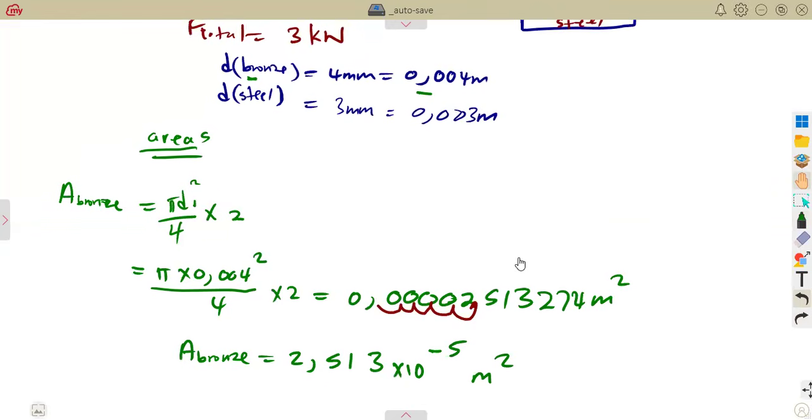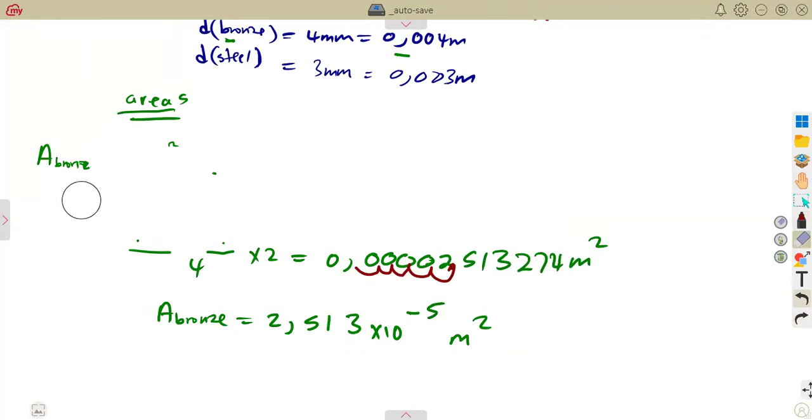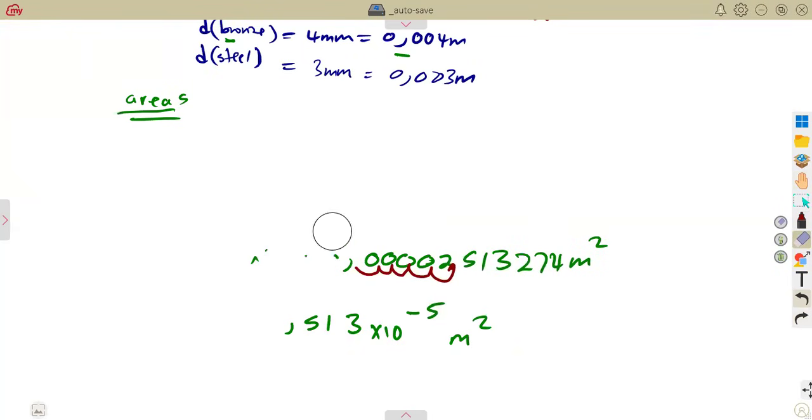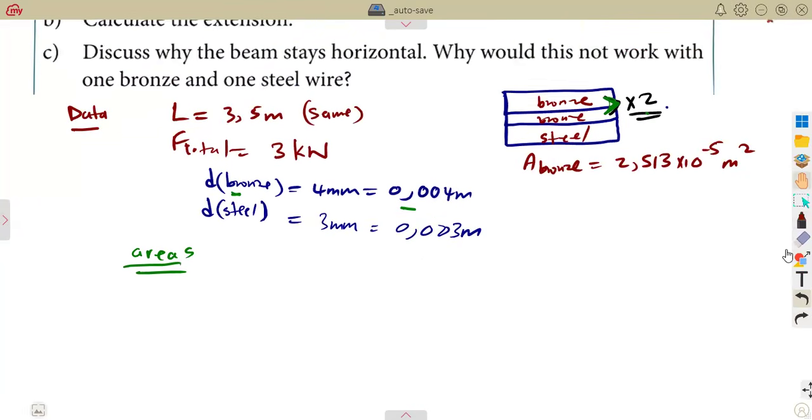All right. So you do the same thing for the area for the steel. Let me just write it here, guys. We calculated 2,513 times 10 to the power of minus 5, because we're going to have a lot of things there to calculate. Let's move on to the steel. Remember the bronze, there are 2. So steel is not affected. It's just 1.